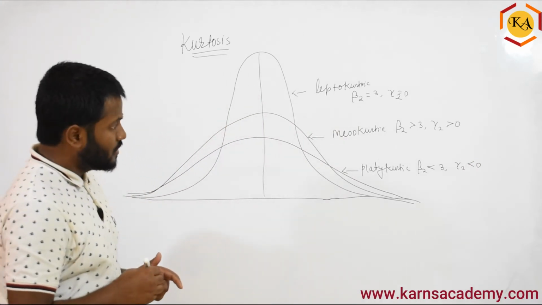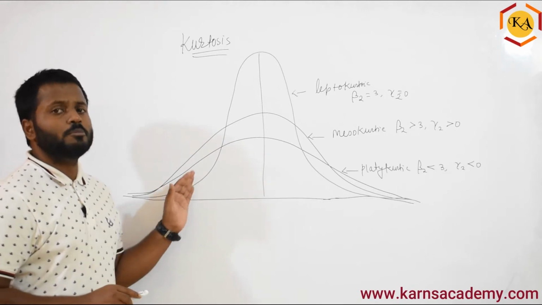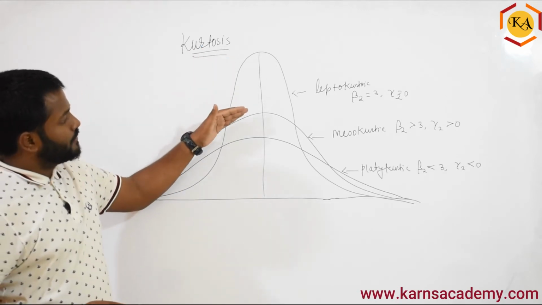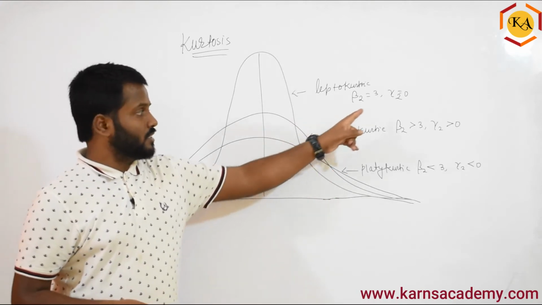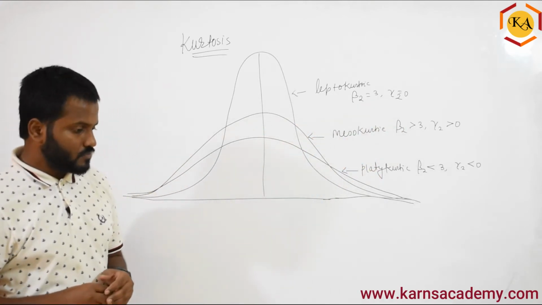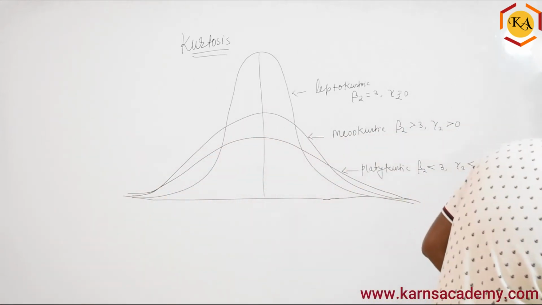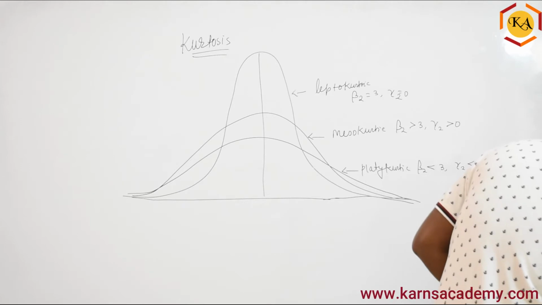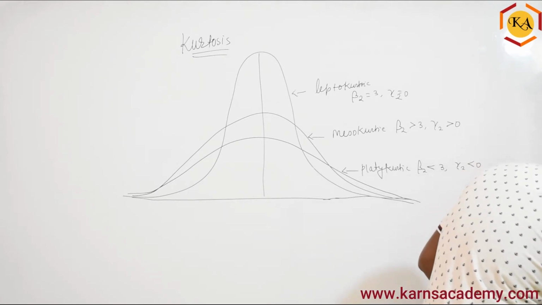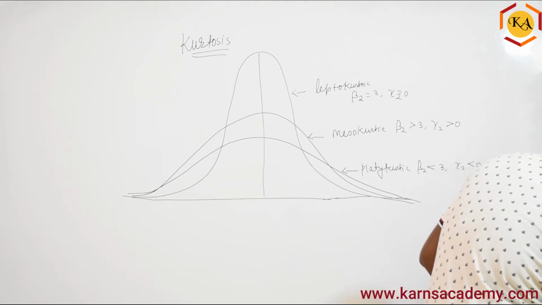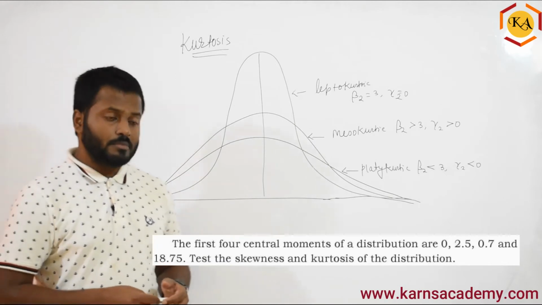So this is about kurtosis; there is nothing much to discuss, it just shows you the peakness of the data. These are the three different types of peakness we represent: leptokurtic, mesokurtic and platykurtic, and these are the conditions we have. Next, we will see one or two problems based on moments and kurtosis, so that you understand what we are trying to tell about these moments. Let's see one question based on this.